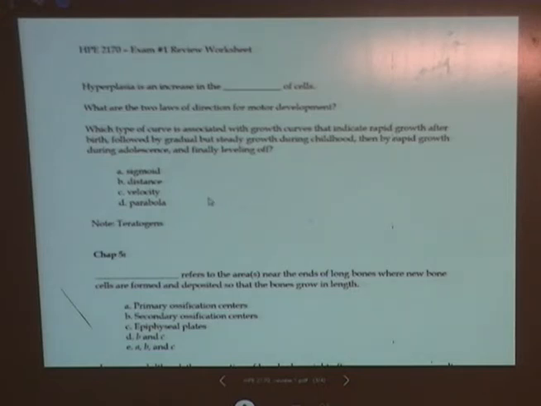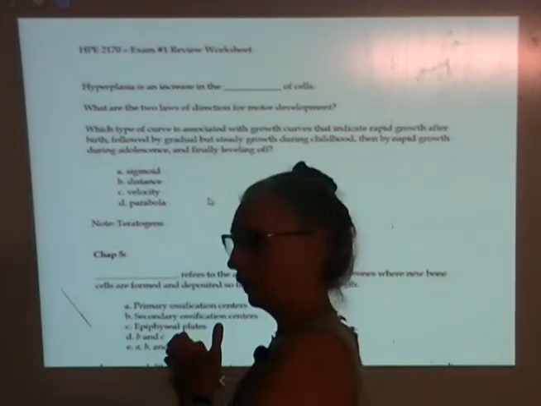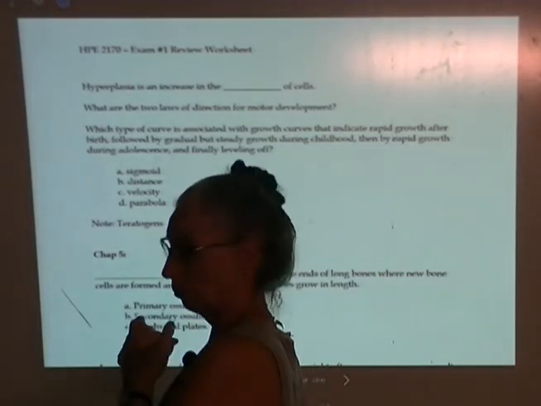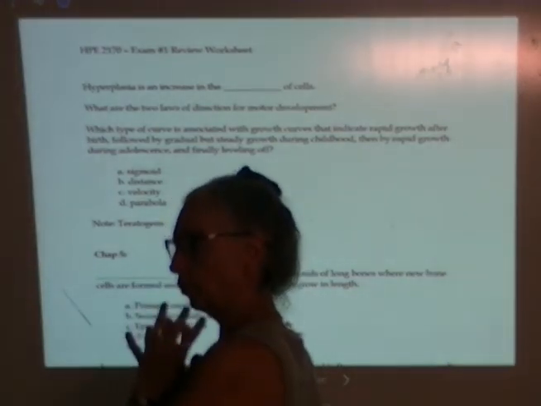Velocity? Say that again? Velocity? Ooh, it isn't. The S-curve is a distance curve. The velocity curve is the one that comes down and has the bumps in it. Okay? That's okay. Just go back to the chapter and have a quick review.